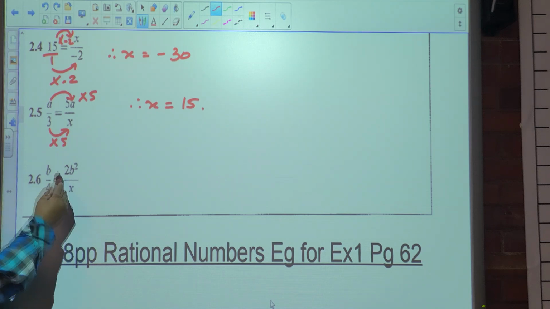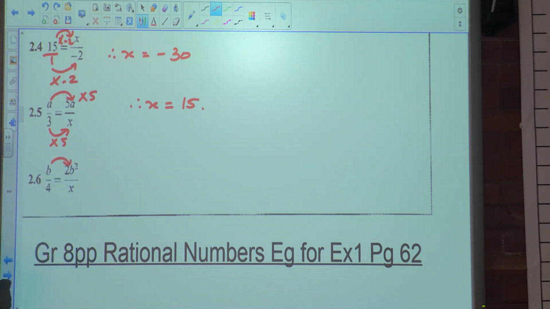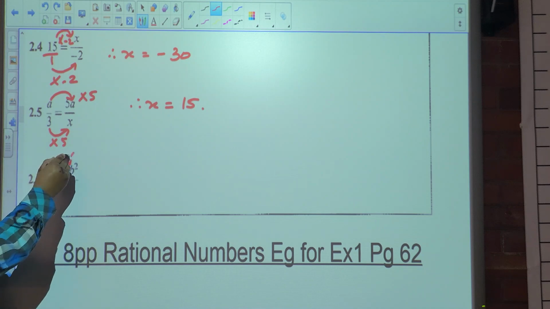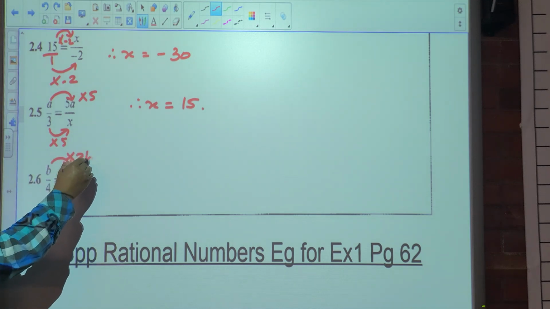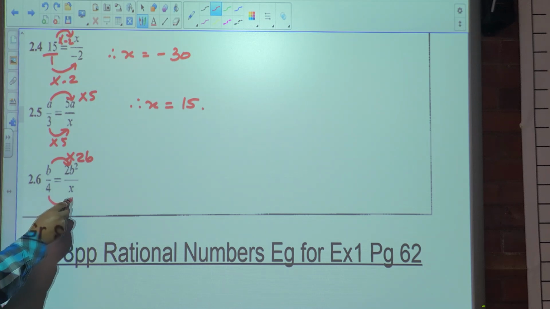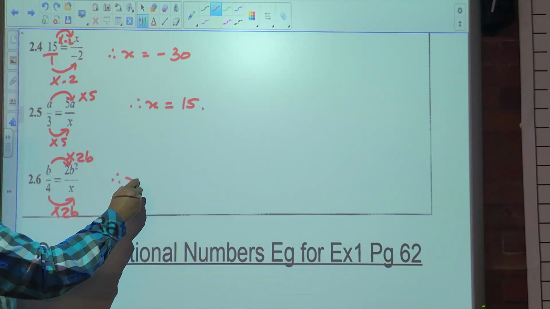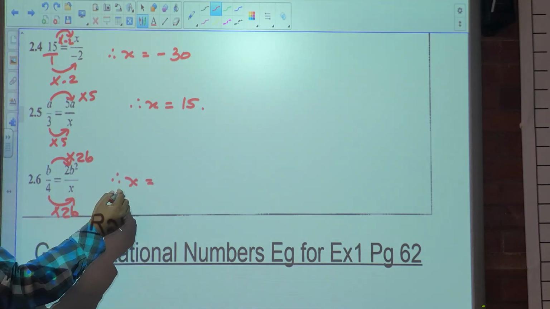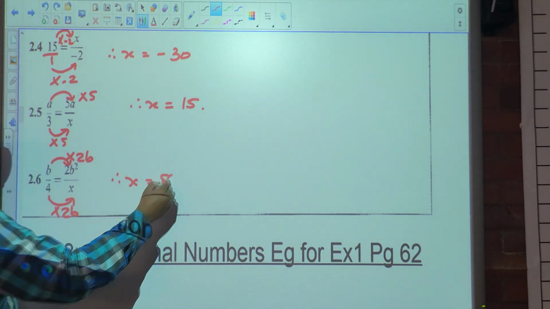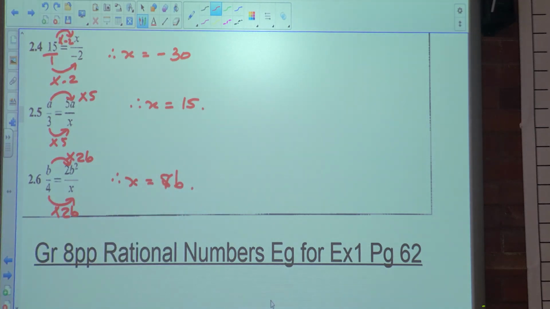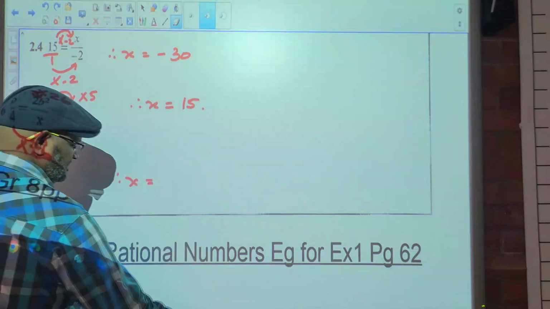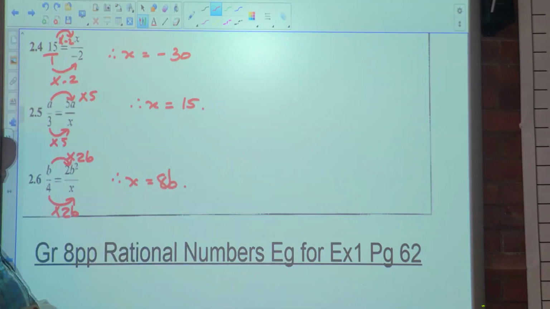Again, the x is in the denominator. How do I move from b to 2b squared? Multiplied by 2b. So multiply 4 also by 2b. So therefore x is equal to 4 times 2b, 8b. Okay. Do you guys understand? See any confusion there?